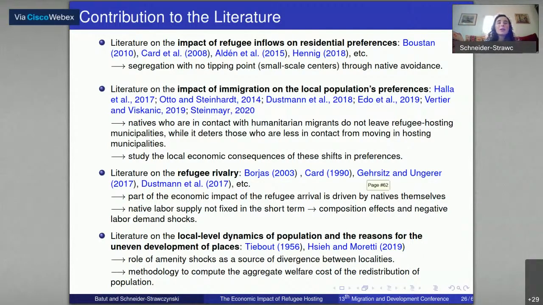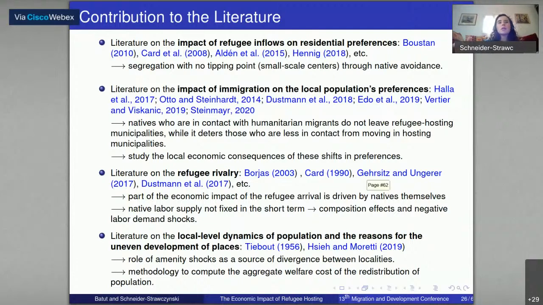We also contribute to the literature on the impact of immigration on the local population preferences by showing that natives who are in contact with humanitarian migrants do not leave the refugee hosting municipality, whereas it deters those who are less in contact with them from moving into hosting municipalities. And we also contribute to this literature by studying the local economic consequences of these shifts in preferences.